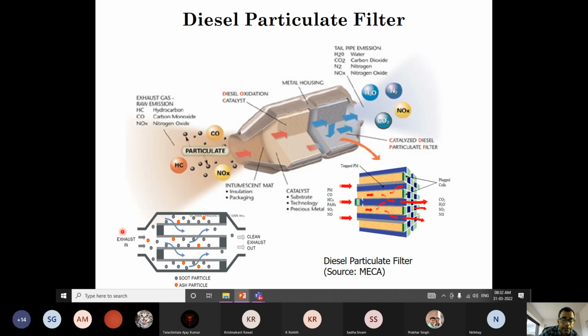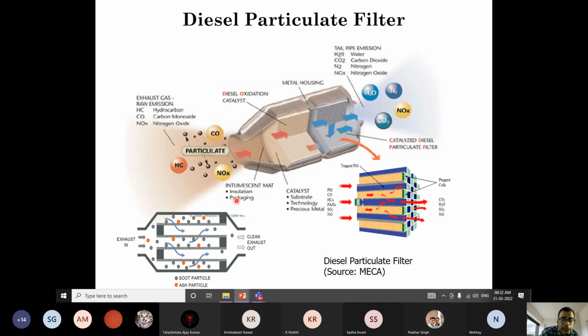But you can argue that there is a limitation. After a certain time, what will happen? The porosity of this DPF is going to be blocked because of these solid particles, and then even the gas will not pass through that sieve. Yes, that is the problem. Then what do we need to do? We need to do the regeneration of the particulate filter.